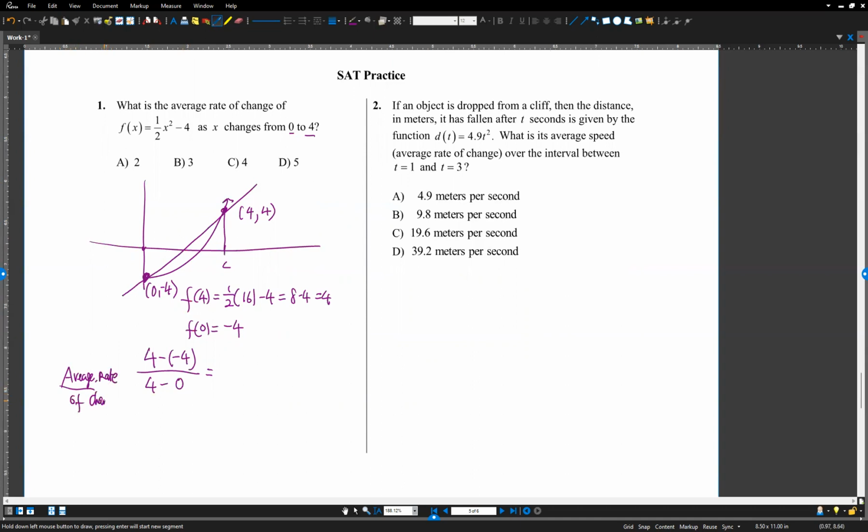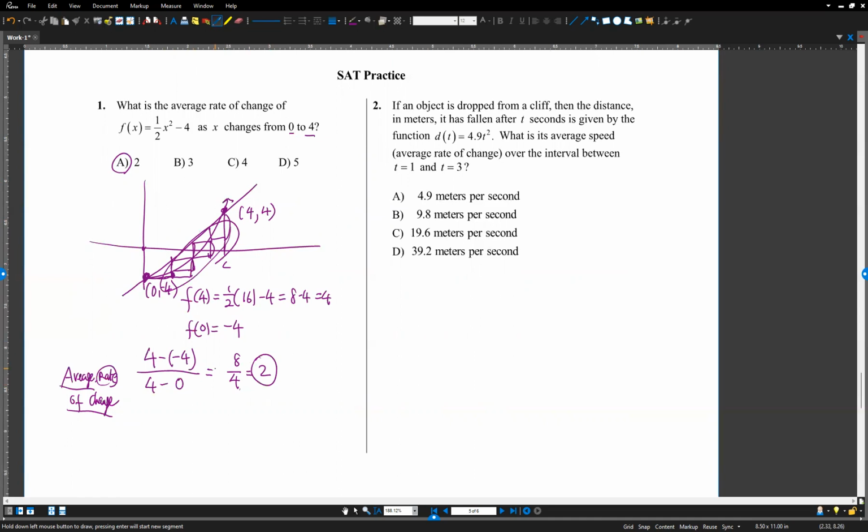Average slope, average rate of change, same things. Rate of change means what? Slope. That is equal to 8 over 4 equals 2, right? That means every increase of 1, there is an increase of 2. That is the average. Every time it is different, right? From here, this much increase, and from here, a lot more. But when you add all this up and divide by 4, that is the average rate of change.